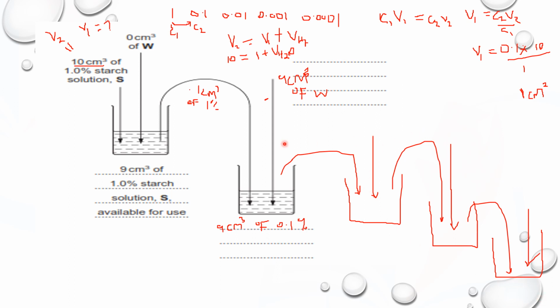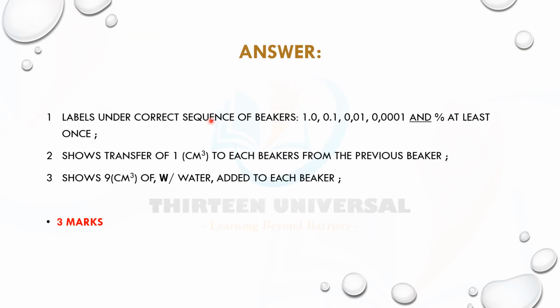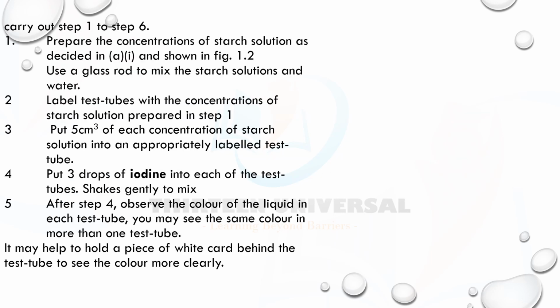So you are taking the same amount. If you are moving from here to here, since this is 0.1, that will be 1 cm cube of 0.1% plus 9 cm cube of water, giving 0.001. Look at it: label under correct sequence, 1, 0.1. Just by labeling this, you got 1 mark. Show transfer of 1 cm cube to each, 1 mark. Show 9 cm cube of water added. So 3 marks. Then the next question goes.